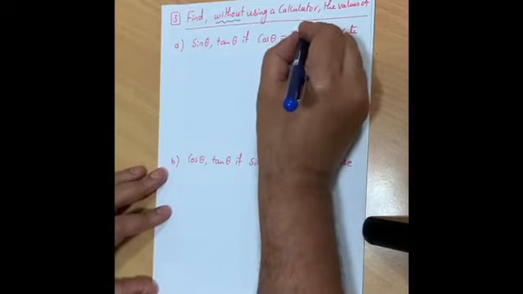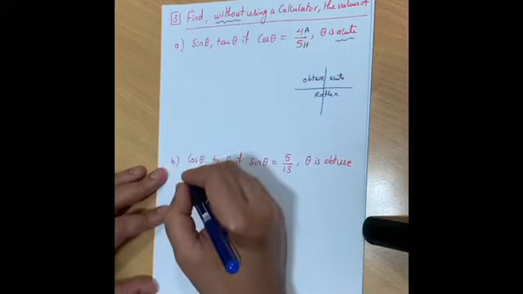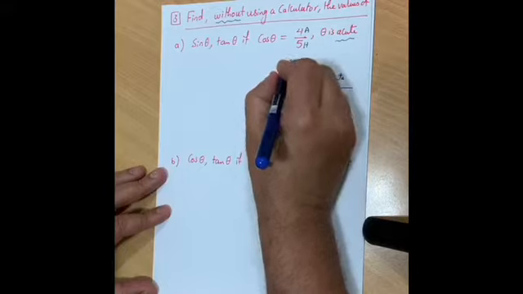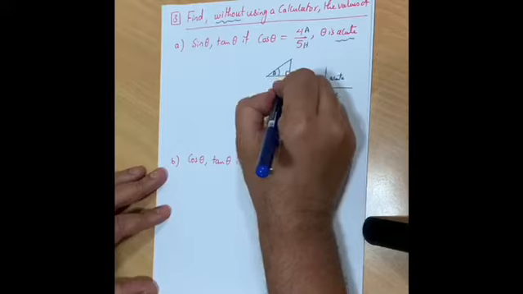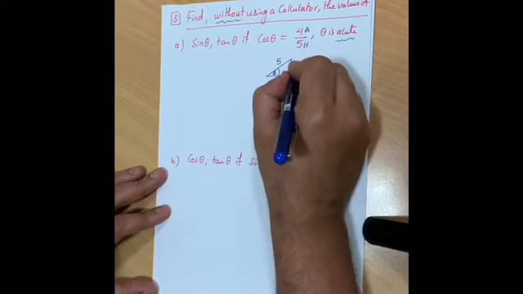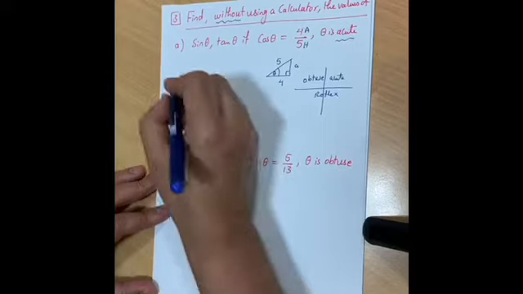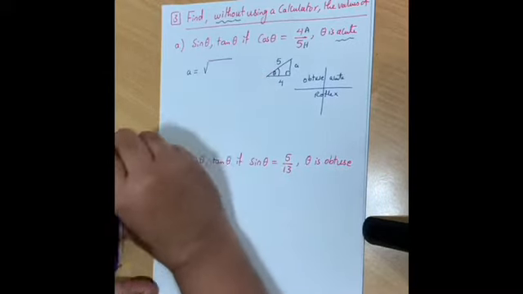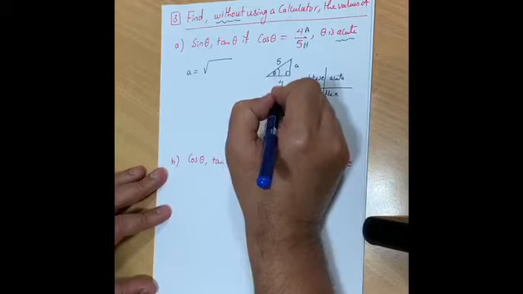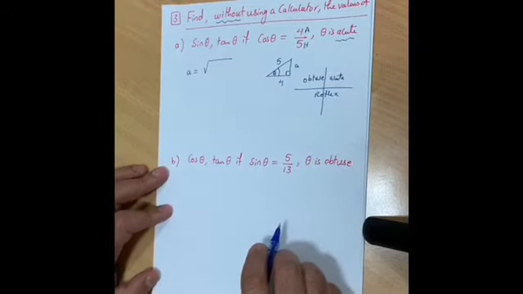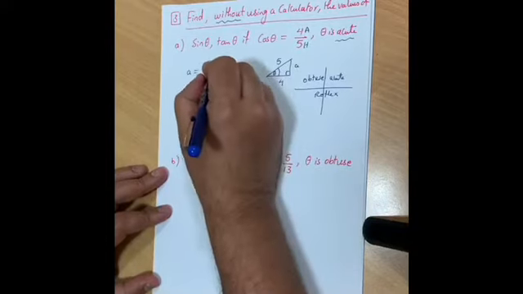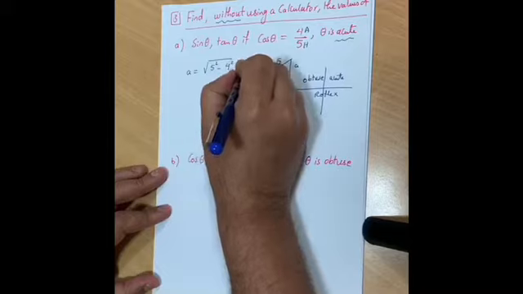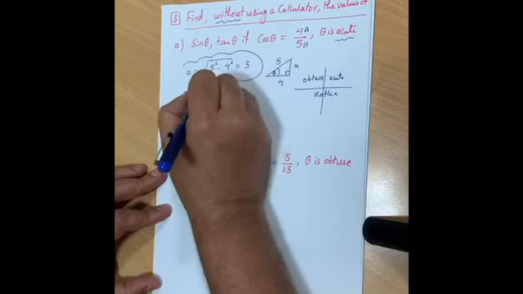Cosine is A over H, adjacent over hypotenuse. So this is the right angle triangle. This is angle theta. Adjacent is 4, hypotenuse is 5. We're supposed to find the opposite. How are we going to find the opposite? Use Pythagoras. So A is equal to directly this squared minus this squared. Only in one case you have to do plus, if the hypotenuse is the unknown part. So you do 5 squared minus 4 squared, which is equal to 3. So the opposite side is 3.